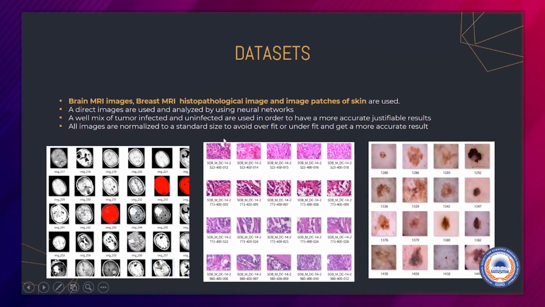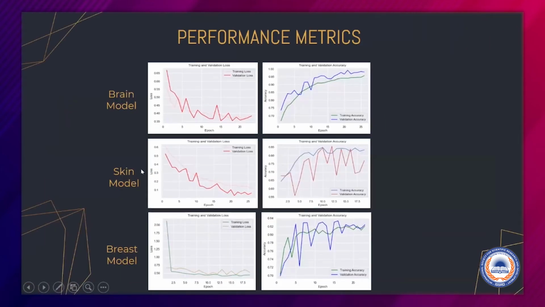Images are normalized to a standard size to avoid overfitting and underfitting of the data and get more accurate results. If you look at all these models, the brain model, the skin model, or the breast model, after every epoch the accuracy is increasing for each and every model.